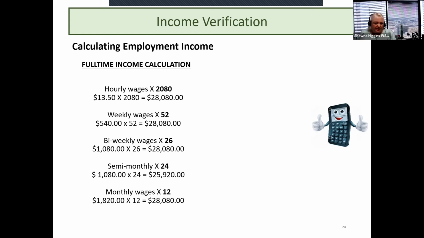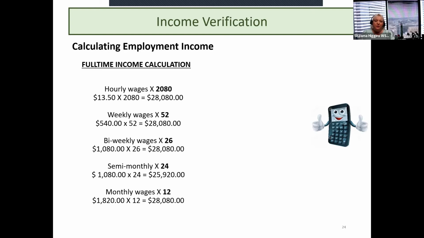And if they're semi-monthly, meaning they're paid twice in a month, maybe the 15th and the 30th, there are only 24 pay cycles in a year. You take their 1,080 times 24 and you'd come up with 25,920. Some people get the bi-weekly and the semi-monthly mixed up. But as you can see, there are 2 extra pay periods in the bi-weekly. So if you were to base it on a semi-monthly, you would be putting their income under, and really they're making a little bit more money.